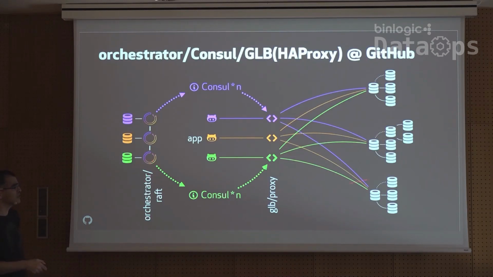So once Orchestrator has promoted a new master, it goes to Consul and says, you know, the master for cluster number 3 is now that server instead of that server. And that's all Orchestrator has to do. It doesn't need to talk to the apps. It doesn't need to change VIPs or DNS or anything else. It updates a key value store in Consul. It's a simple operation.